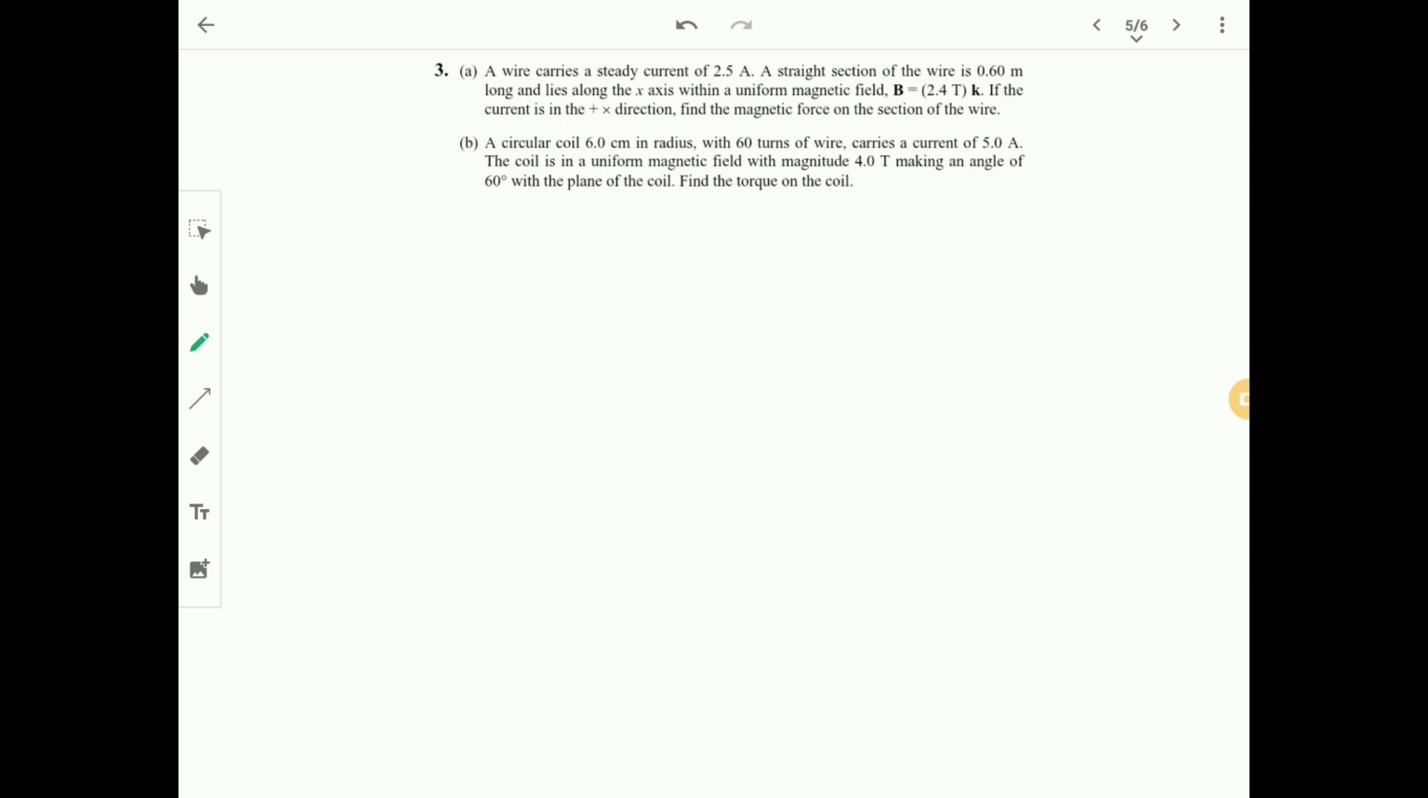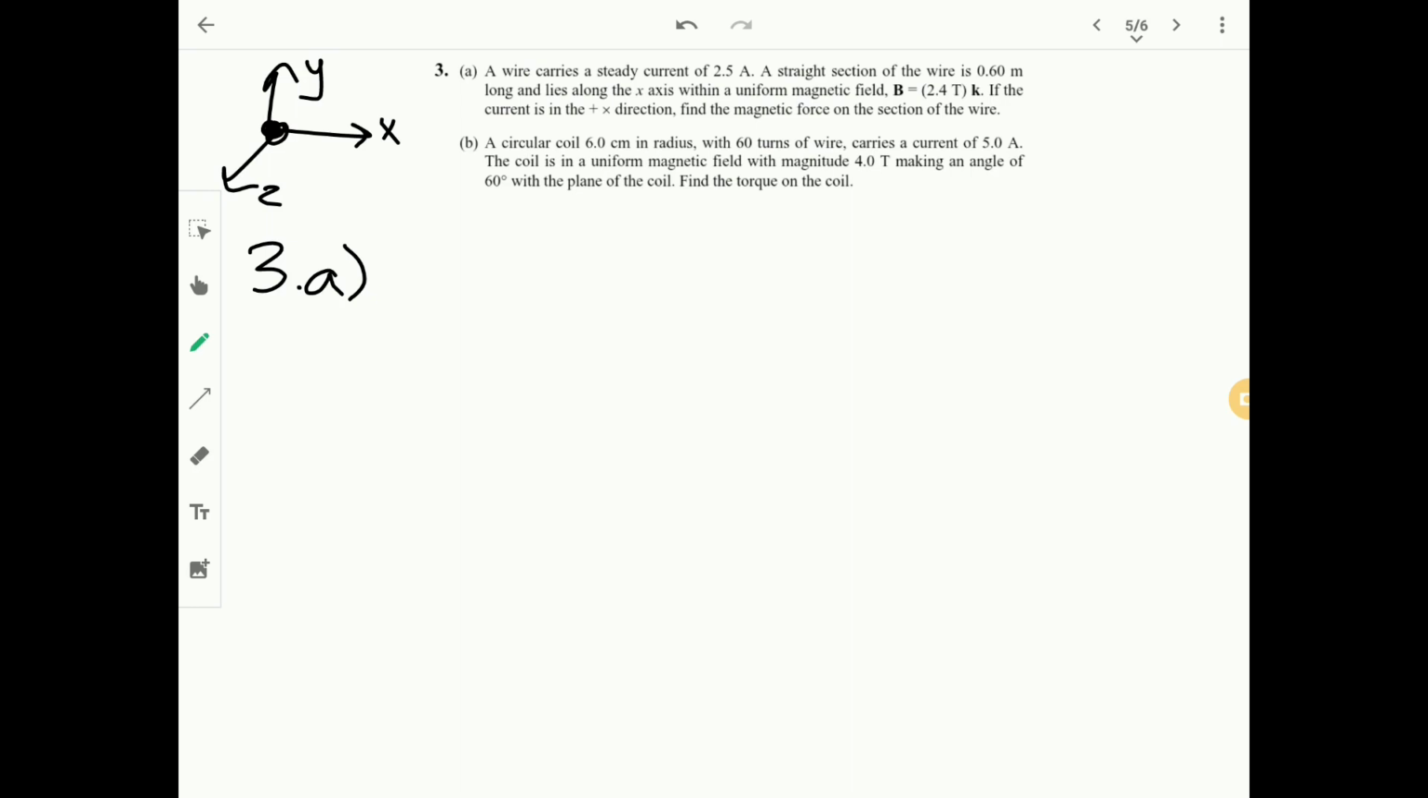A wire carries a steady current of 2.5 amperes. A straight section of the wire is 0.6 meters long and lies along the x-axis with a uniform magnetic field B equal to 2.4 Tesla k. If the current is in the positive x direction, find the magnetic force on the section of the wire. Okay. So I'll just quickly draw the XY diagram to help you guys. Z and this is Y. And I'll give you guys a few seconds and then you can check.